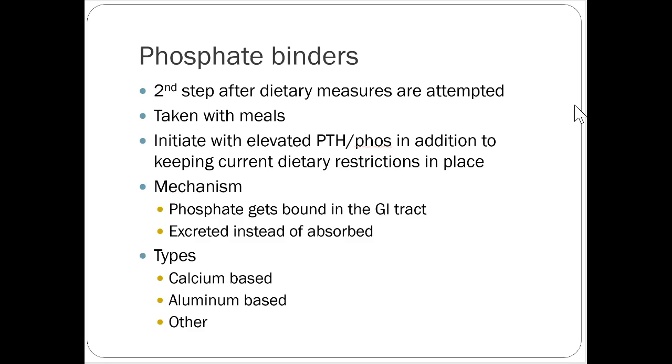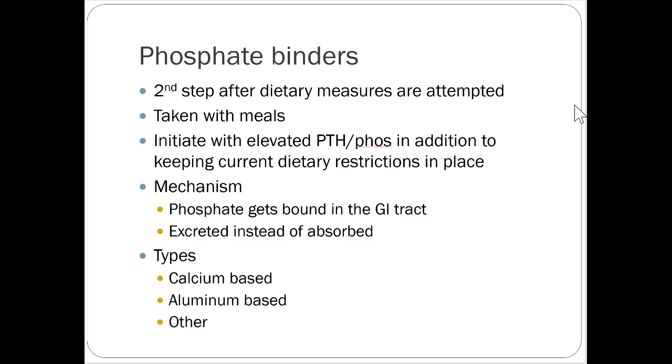So what we can do is bind phosphate. This is, I call it, the second step after you try your dietary measures, but most patients are going to have to do something like this. So you take it with meals, your phosphate binders, and this basically just prevents phosphorus from getting into systemic circulation because it gets bound up in the GI tract and gets excreted instead of absorbed.